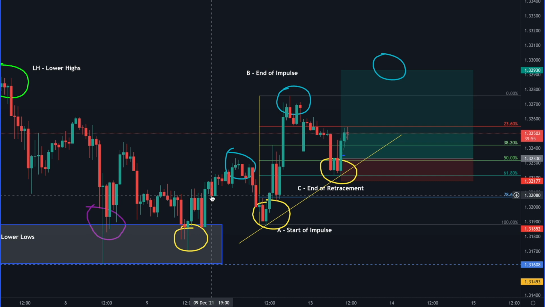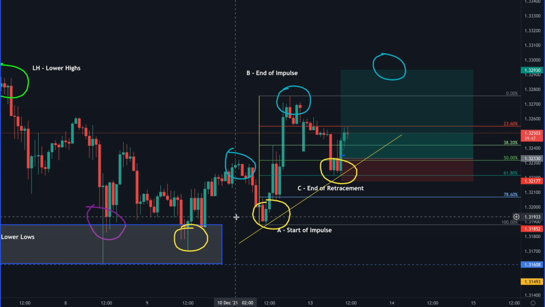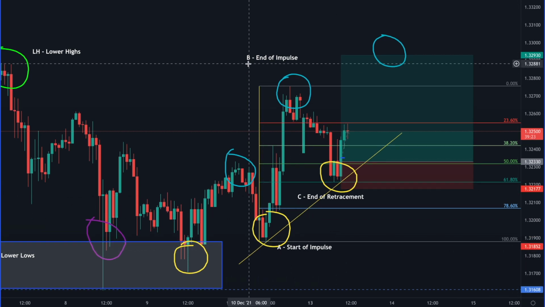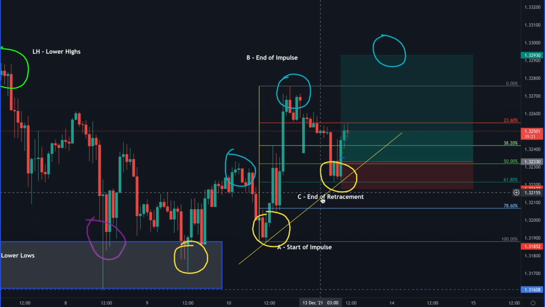And then to get that added confluence, we have also used an indicator, that indicator being the Fibonacci retracement. What we have essentially done is marked the start of the impulse, which is here, to the end of the impulse, which is here. That gives us parameters at which the price could retest before starting its next impulse up. As you can see here, A, start of impulse, B, end of impulse, C, end of retest.